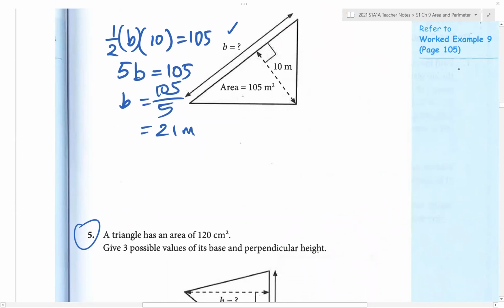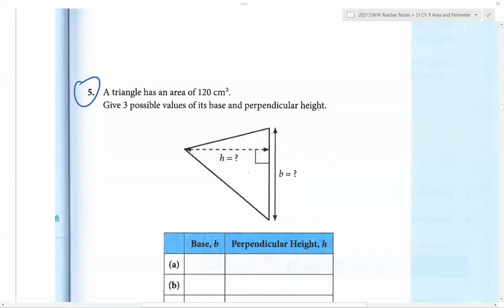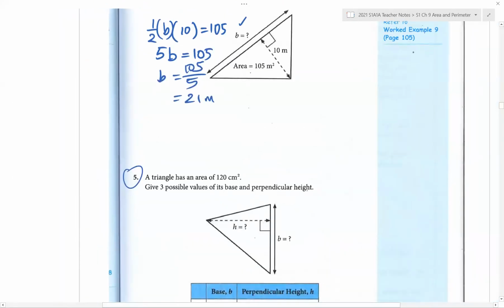The next question, 5. Who would like to try? One of those standing up? Yes, sorry. Say again. 24 times 10. Did you say 24 times 10? Is this what you want me to write? 24 times 10? No, okay, what do you want me to write?